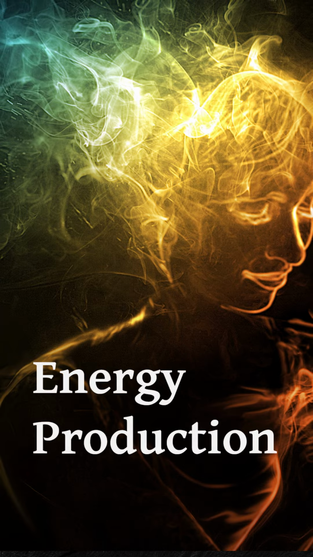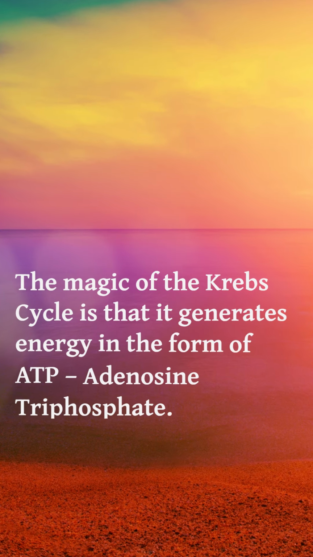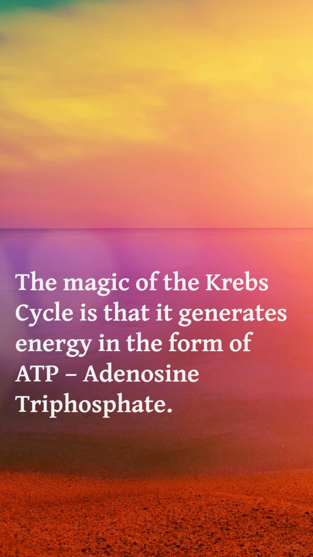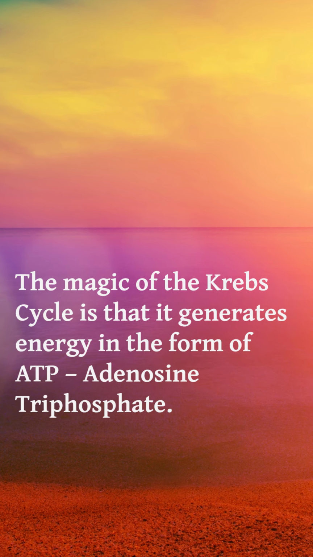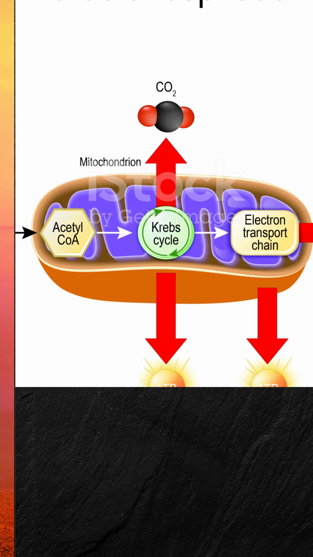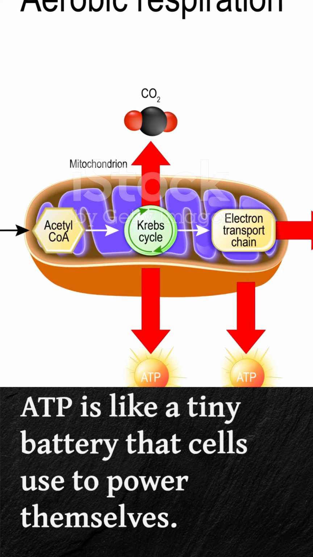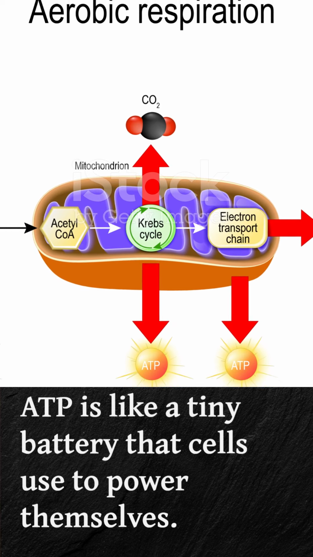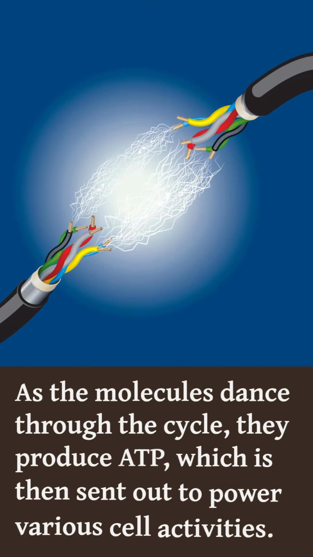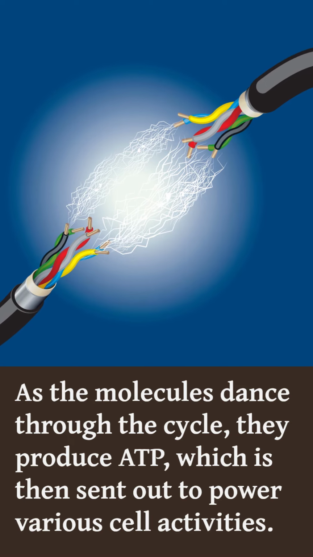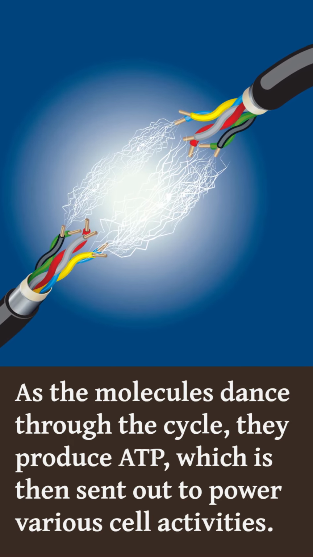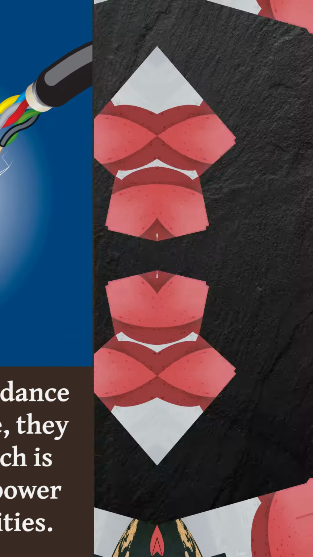Energy production. The magic of the Krebs cycle is that it generates energy in the form of ATP, adenosine triphosphate. ATP is like a tiny battery that cells use to power themselves. As the molecules dance through the cycle, they produce ATP, which is then sent out to power various cell activities.